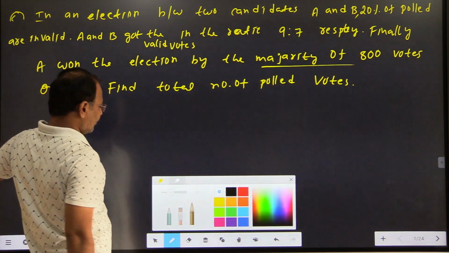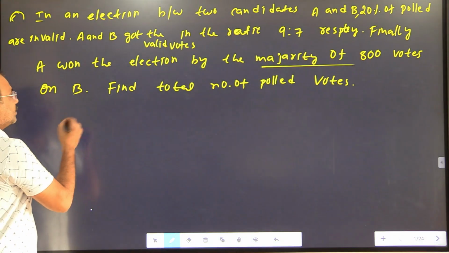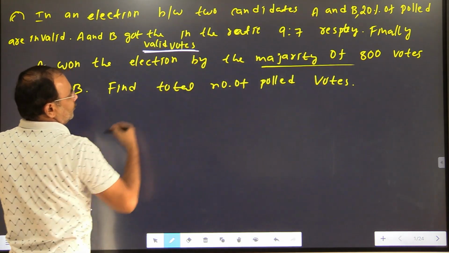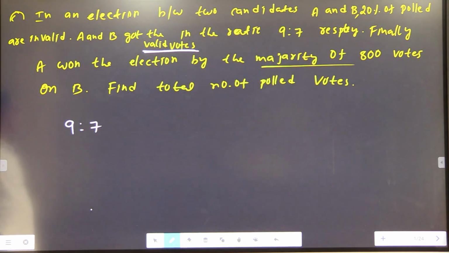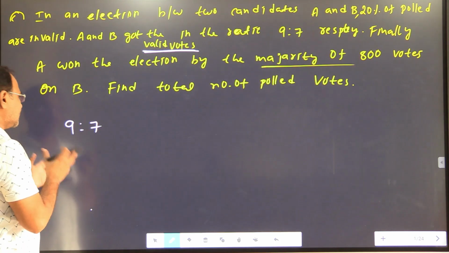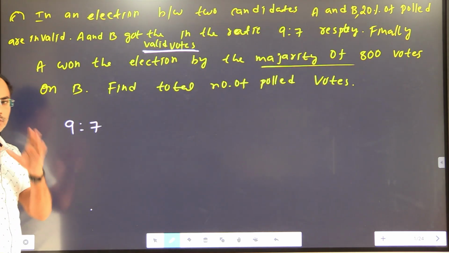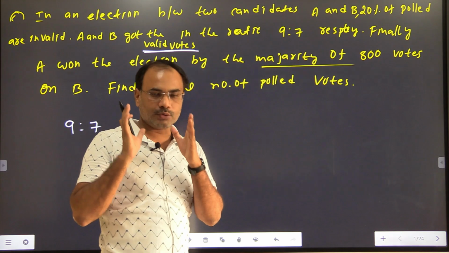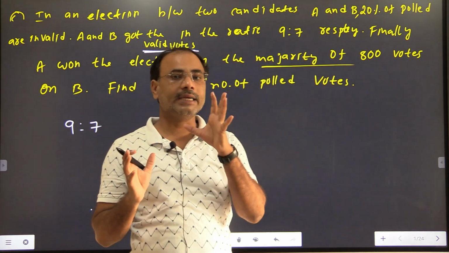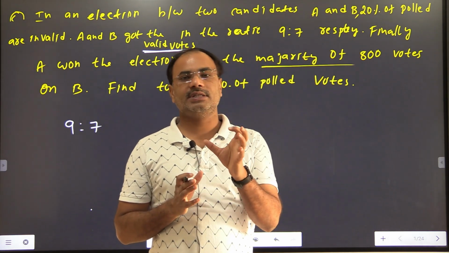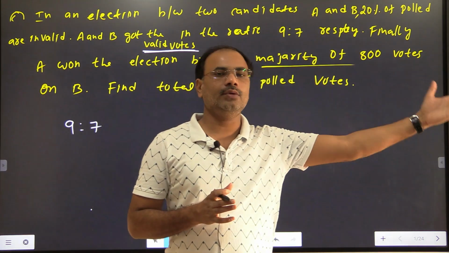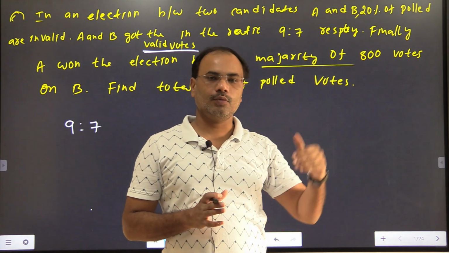So, same as before, A and B got the votes. Which votes? Valid votes. First we discussed valid votes: A got 9 parts, B got 7 parts. Now here we are discussing only valid votes. If you assume the total polled votes are 100%, then 20% of polled votes are invalid.